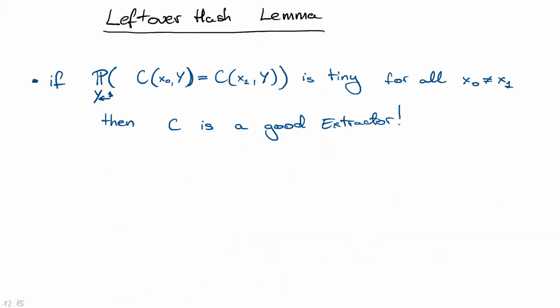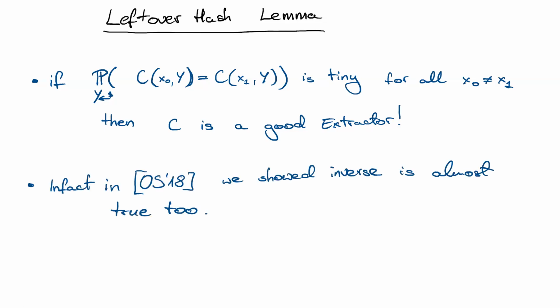If we're talking about collision resistance, we have to talk about the leftover hash lemma. Leftover hash lemma basically says that if for every x0, x1 not equal, the probability over uniformly chosen Y of collision is tiny, then C is a good extractor. Good. With Skursky, we showed that the inverse is also basically almost true, like every good extractor has a core on which it is collision resilient.